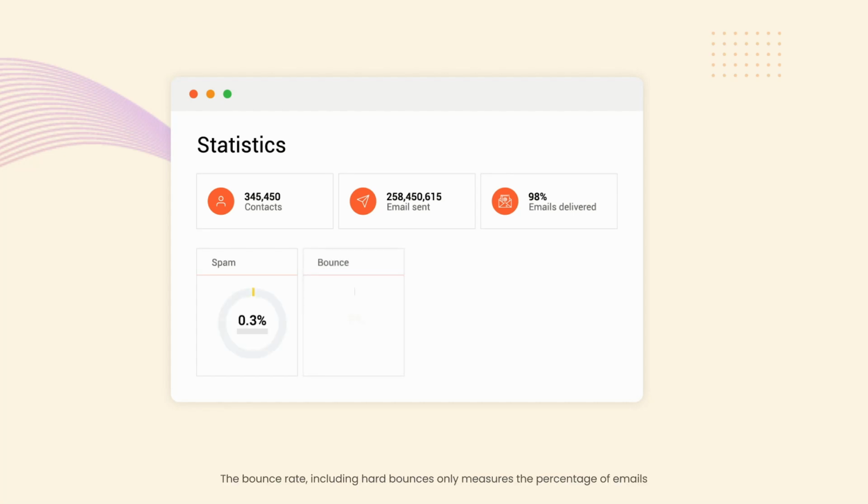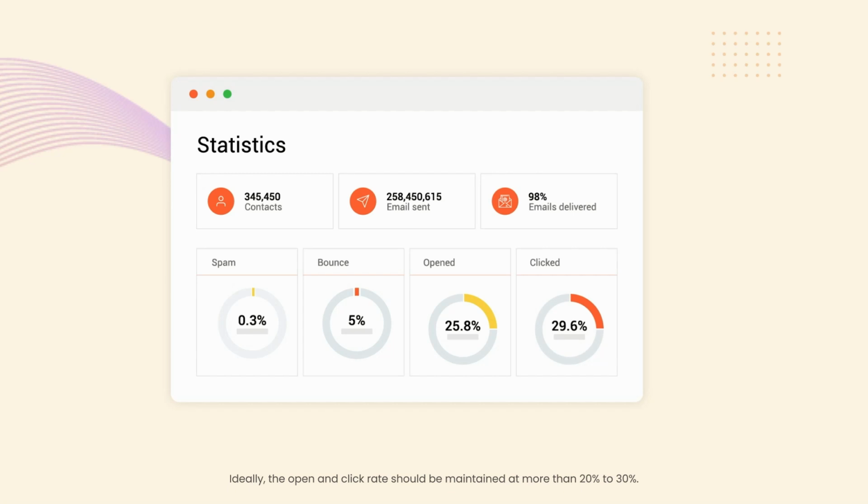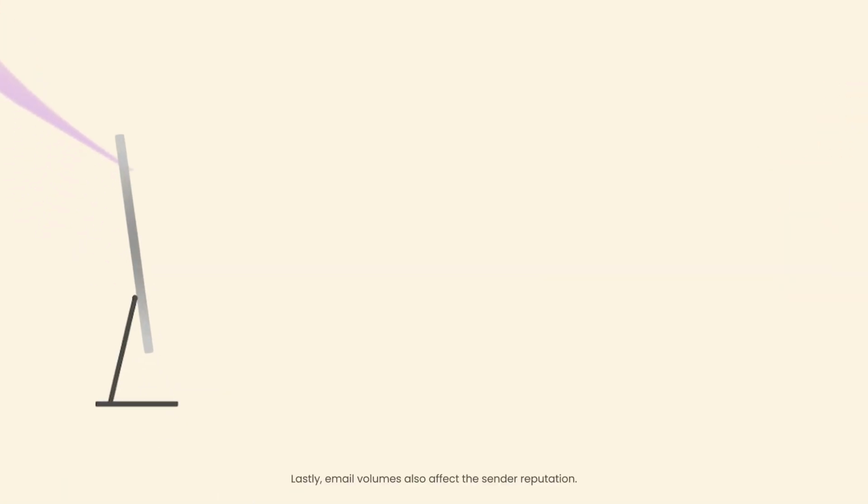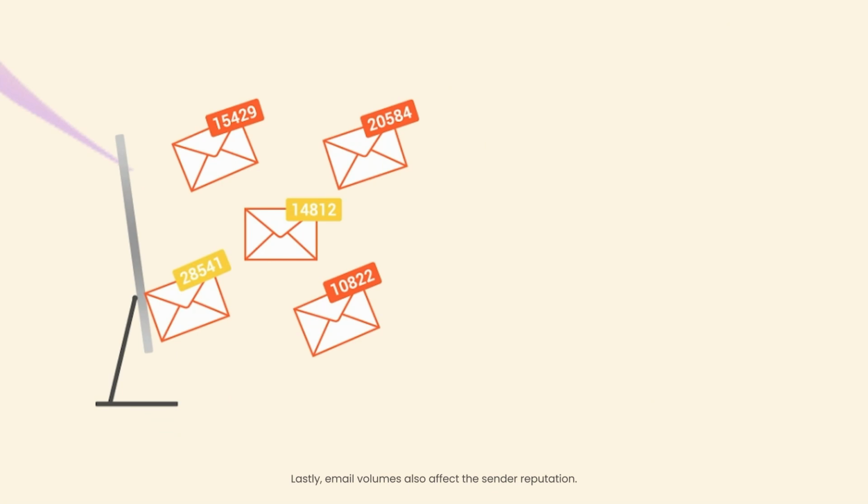The bounce rate, including hard bounces, measures the percentage of emails sent from your domain that are returned as undeliverable. Your bounce rate should be less than 5%. Engagement metrics, such as open rate and click rate, provide insights into how recipients interact with your emails. Ideally, the open and click rate should be maintained at more than 20 to 30%. Lastly, email volumes also affect the sender reputation.